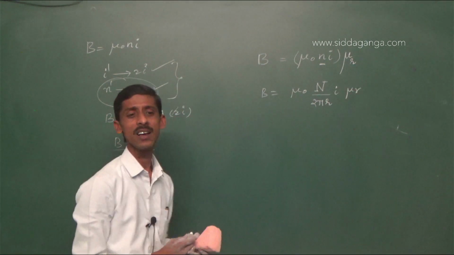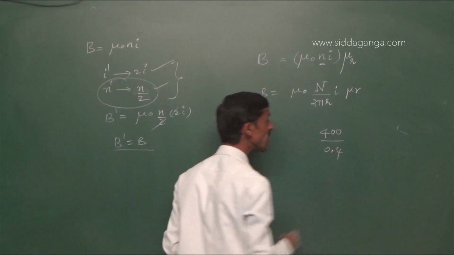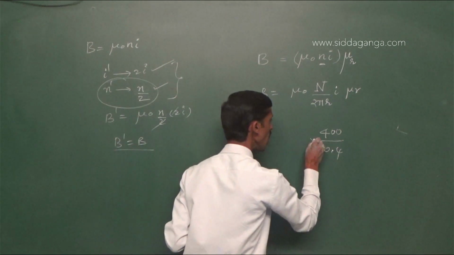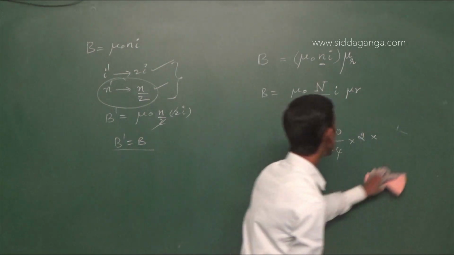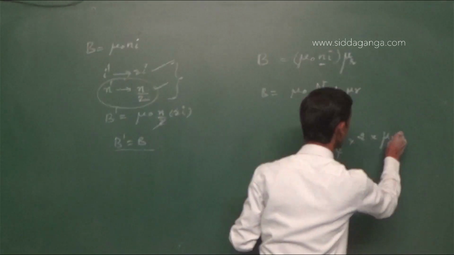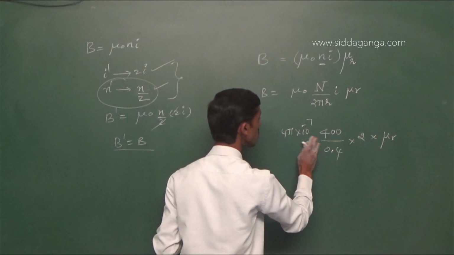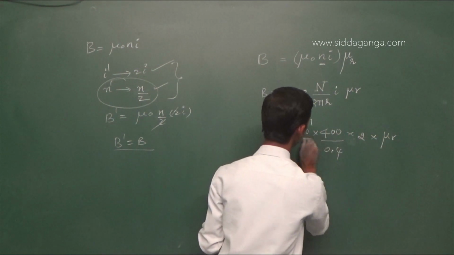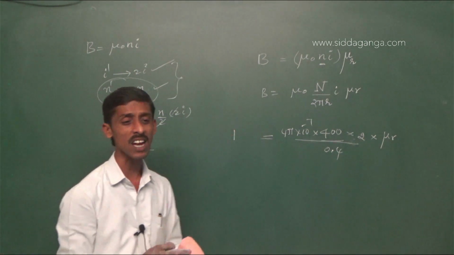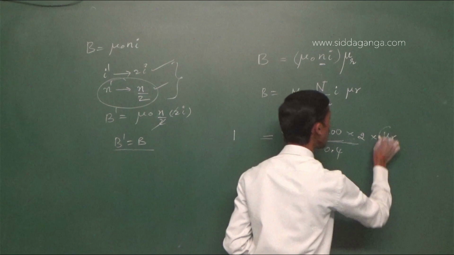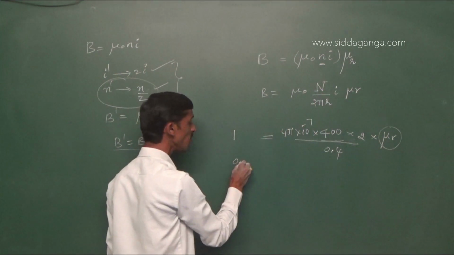Look at this question: there are 400 turns. Circumferential length is 40 centimeter. Current in the windings is 2 ampere. μ0 value is 4 pi into 10 to the power of minus 7. The magnetic field produced is 1 Tesla. What is the value of relative permeability? So 0.4 into 1, 0.4.